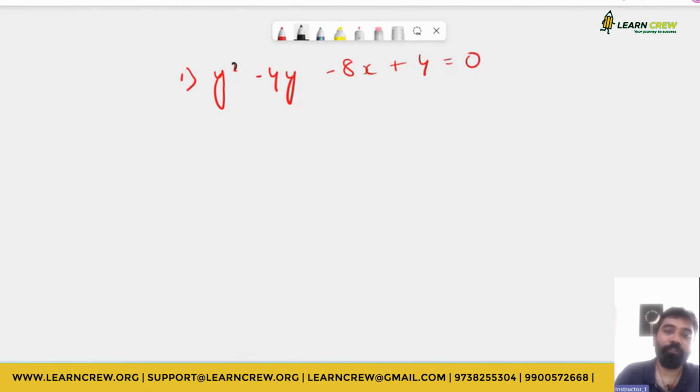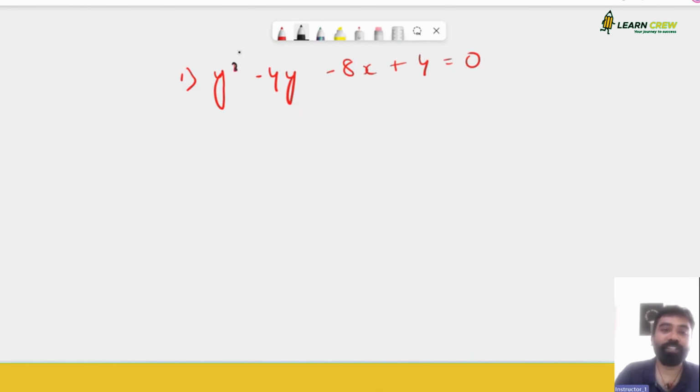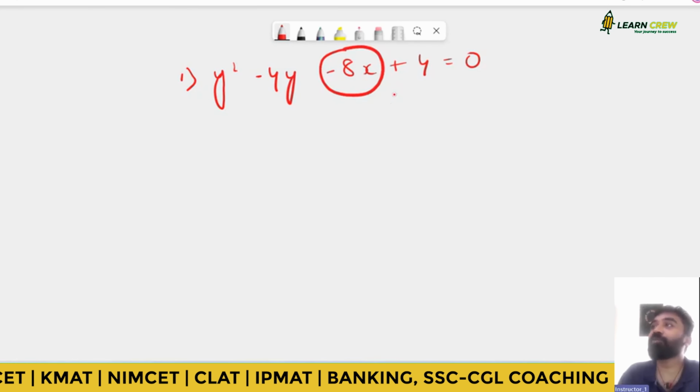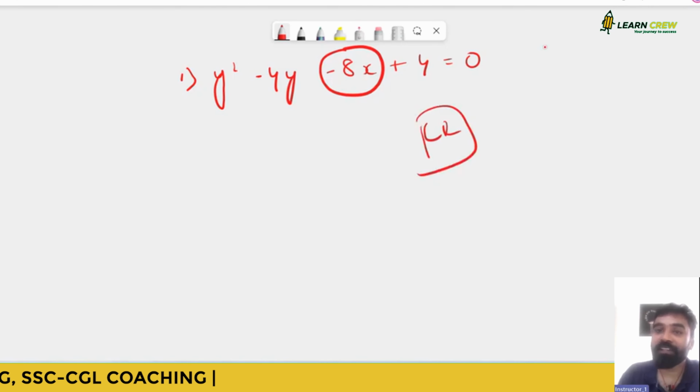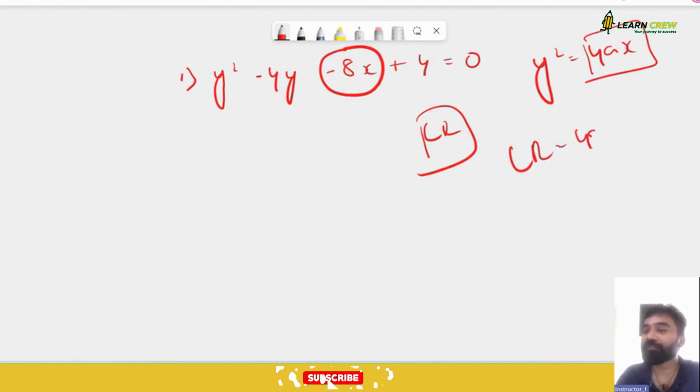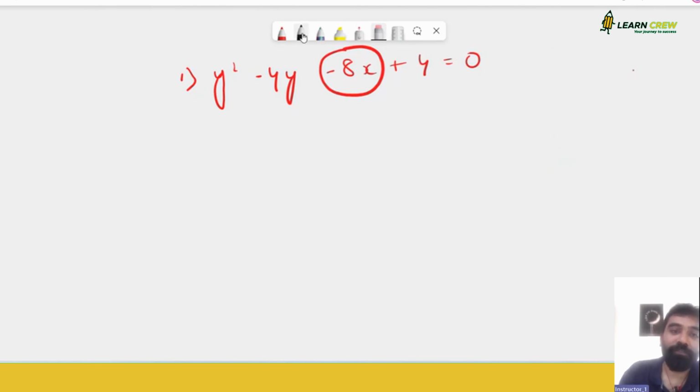Now, whenever you find an equation in terms of y square, what do you understand first? It is either going to be right or left. That is the only parabola which we are going to deal with. And here the coefficient of x is going to be your latus rectum. y square equal to 4ax. Whatever is the coefficient of x is going to be the latus rectum, because latus rectum is nothing but 4a. This is the first point you need to identify. If that is identified, now the first term is done.